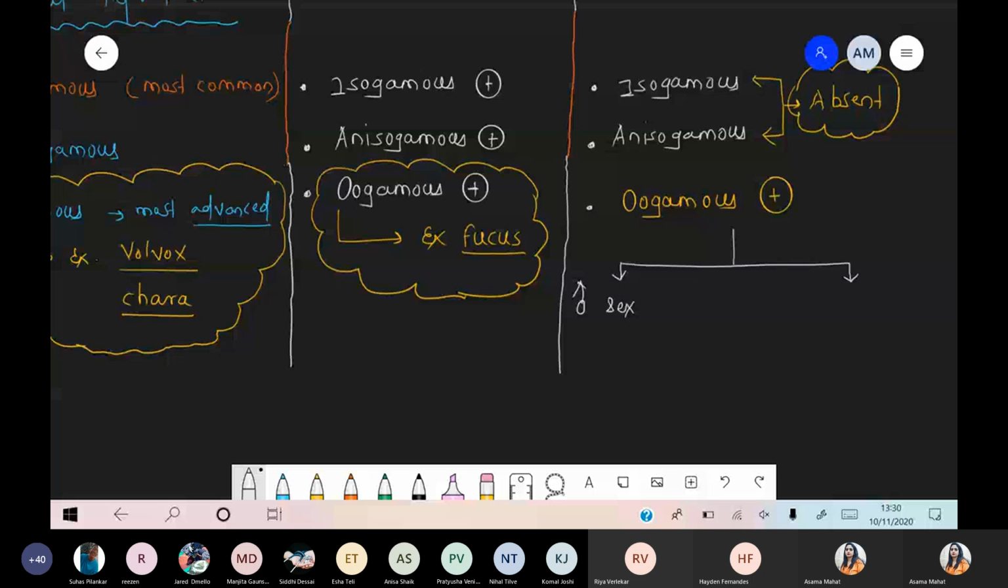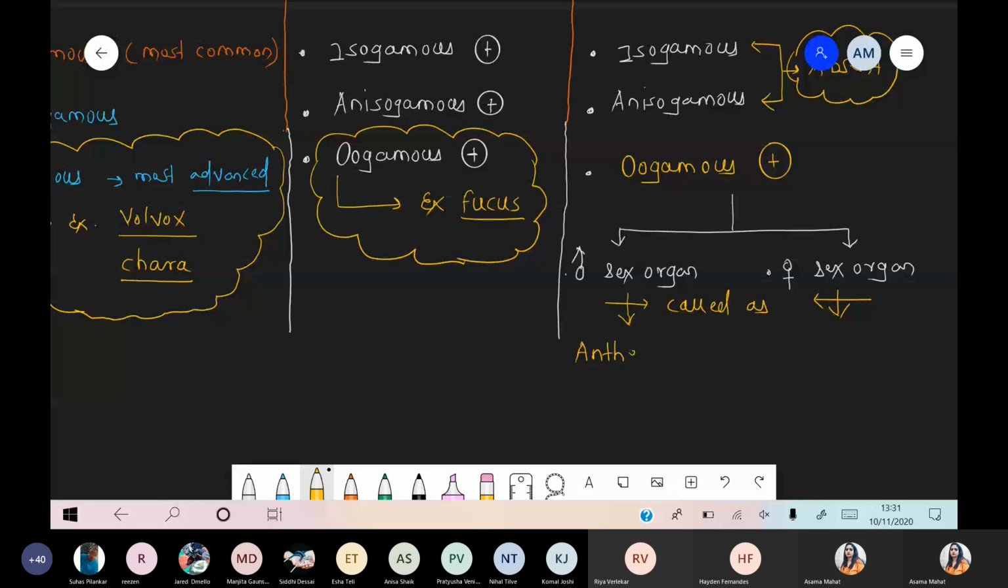oogamous. Under the oogamous, the male sex organ is called the antheridia, or antheridium. You can take any one, both are correct. So these are the parts with respect to the male sex organ.